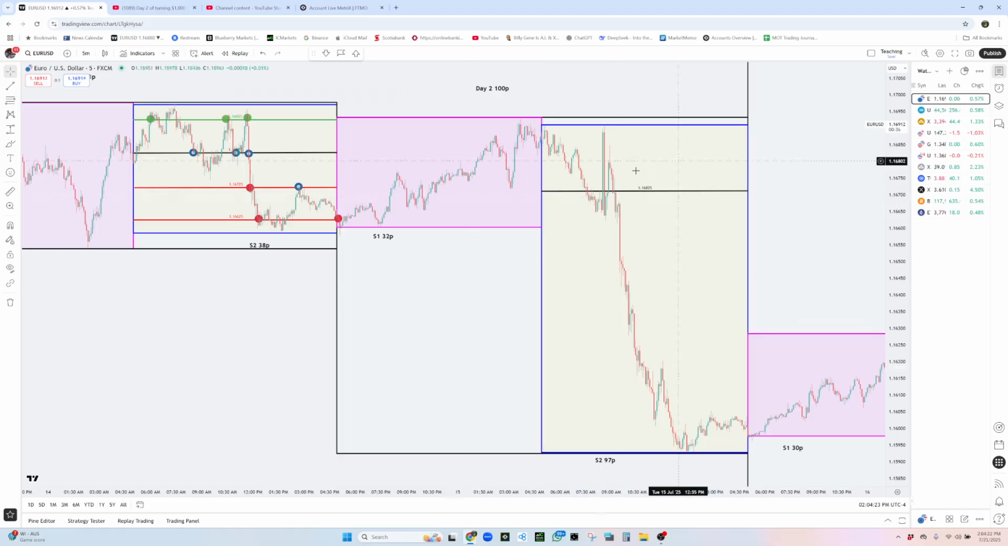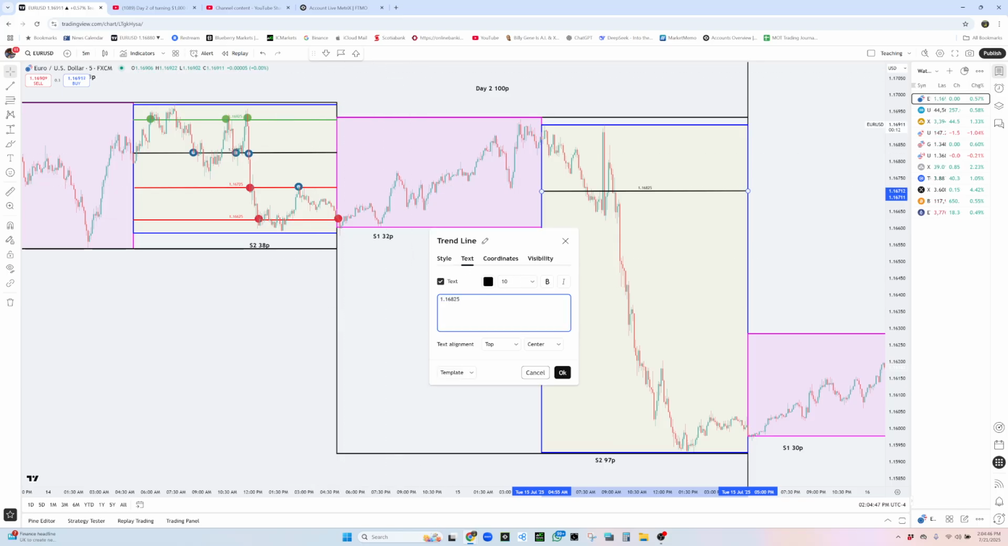All right. So I need the 5 a.m. candle open, or you could put the 4:55. The 5 a.m. candle open is going to be 1.16867.